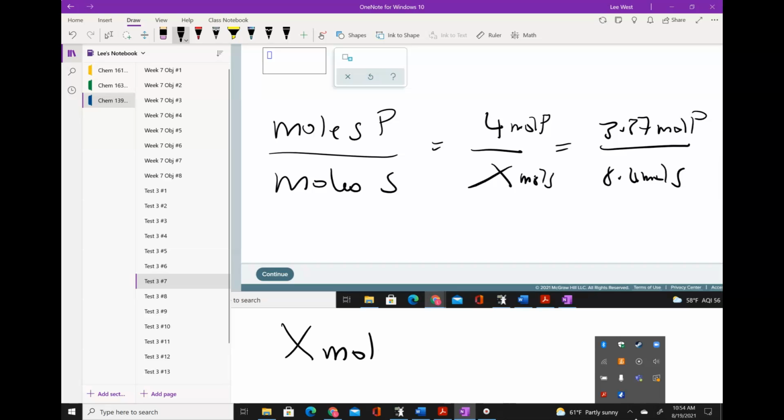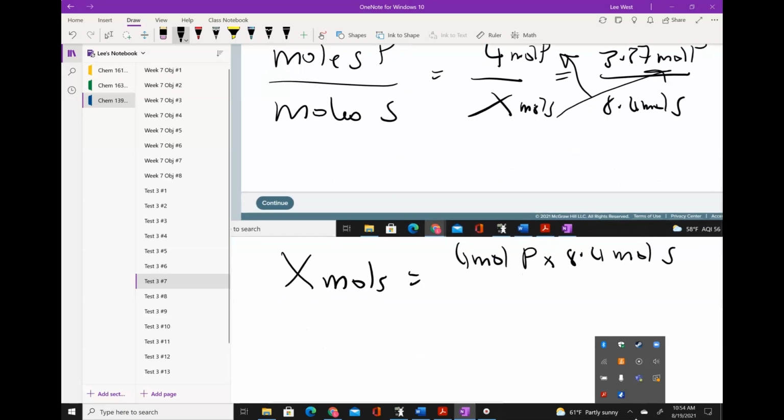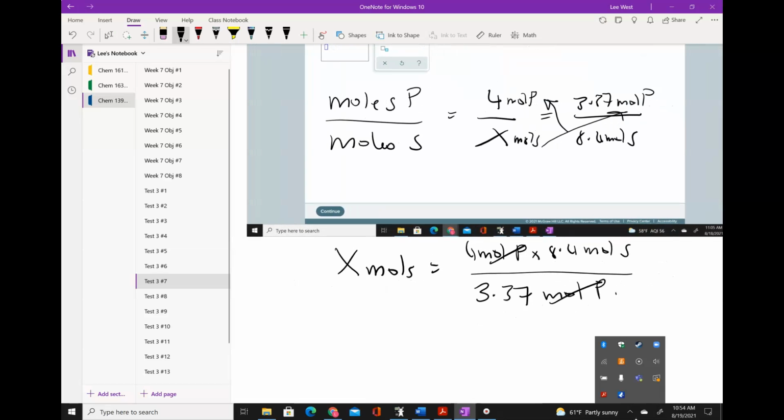So X moles of sulfur. I'm just going to work on that. So this would be 4 moles of P times 8.4 moles of sulfur, just bringing that up there, and then I'm going to bring the 3.37 mole of P down there. And I know I got it right because moles of P, moles of P, moles of sulfur. So I just did some algebra there, and I want X to be a whole number that is bigger than 4. Let's see what we get when we put those numbers in.